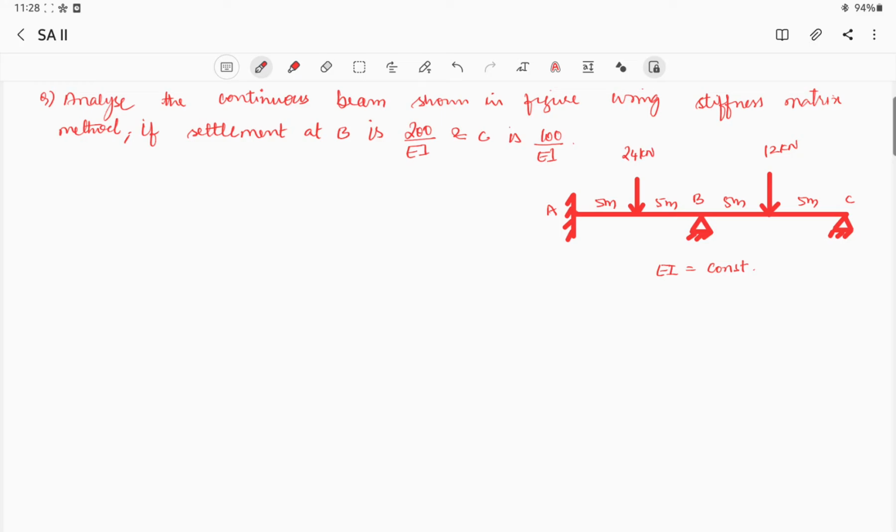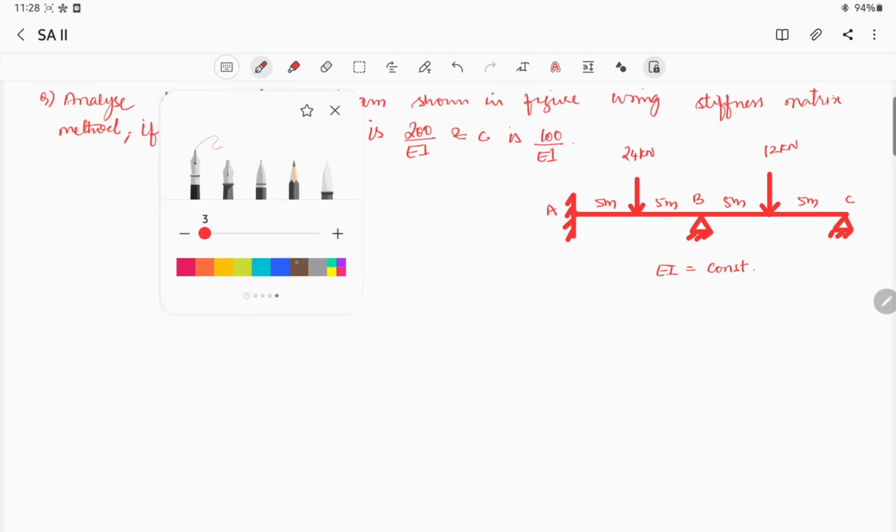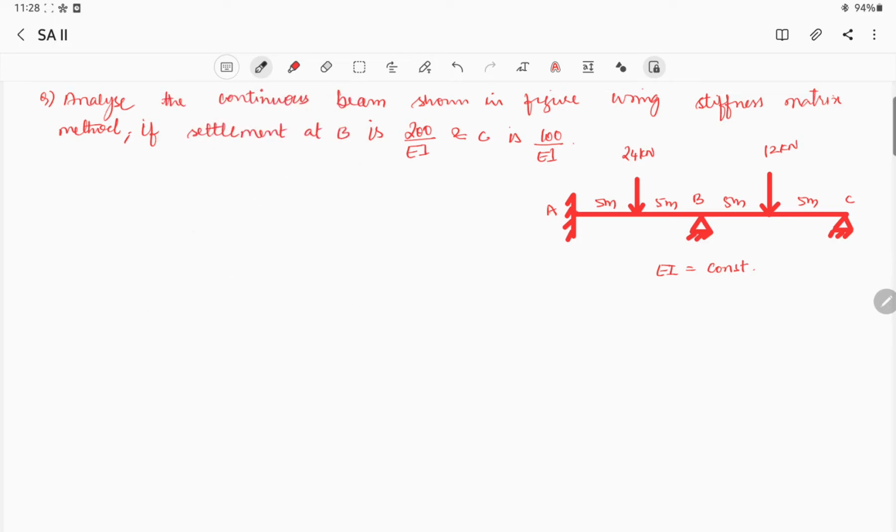So we'll start the problem. The deflection at B is 200 by EI and deflection at C is also 100 by EI. So these are the deflections given to us. So the problem is related to sinking of support. So we'll try to solve the problem using stiffness matrix method. We'll take down the solution.